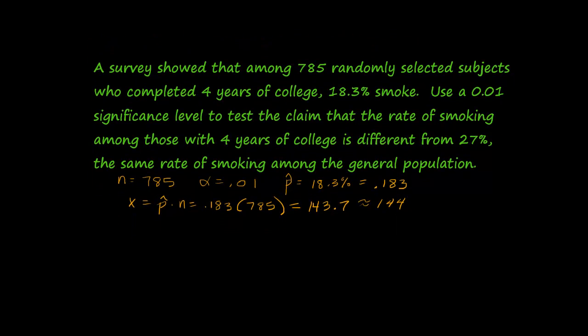So now we need our original claim. You see we use this original claim to help us determine our alternate hypothesis and to write our conclusion. So it's important to get this down. The original claim says, test the claim that the rate of smoking is different from 27%. So different from means it's not equal to 0.27. That's how it would be different. It doesn't say it's greater than. It doesn't say it's less than. It just says it's not 27%. So that's what we say. Our competing claim.